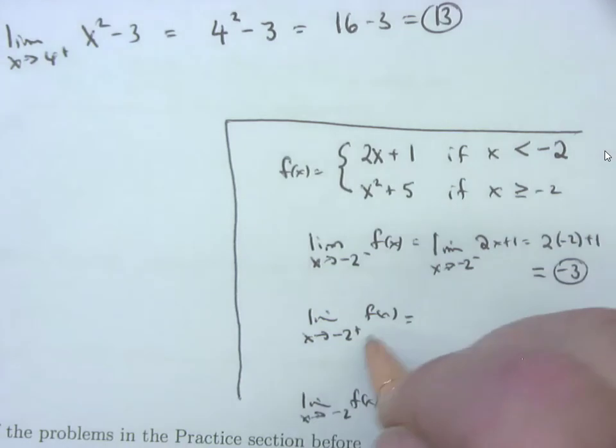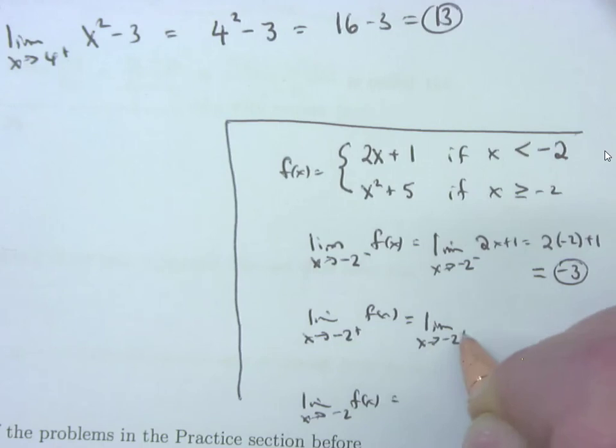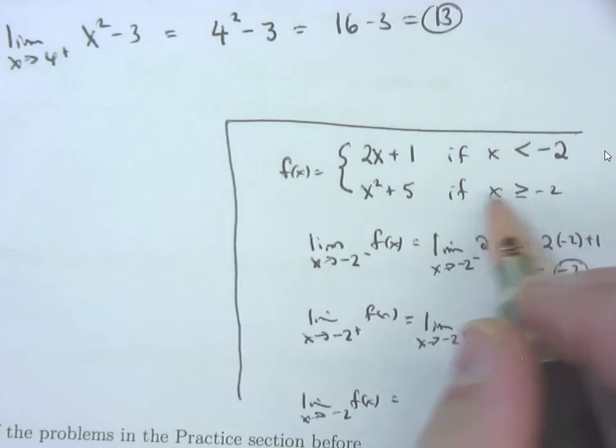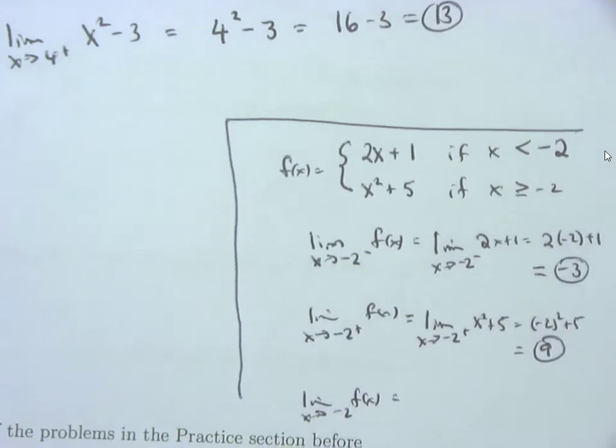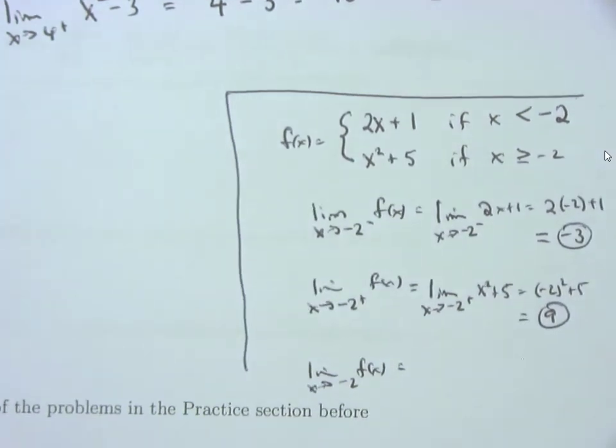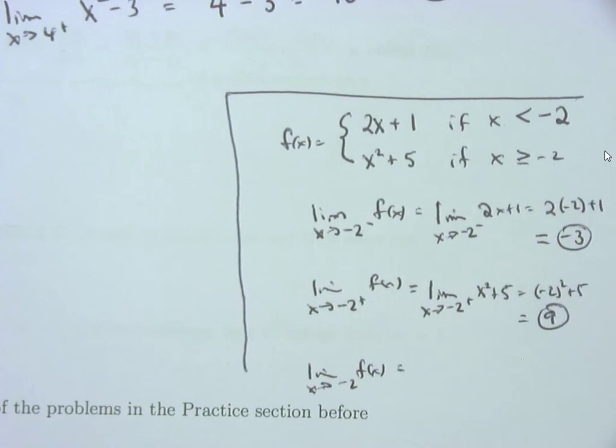When I take the limit as x approaches negative 2 from the right, that means I'm slightly bigger than negative 2. I'm going to plug it into x squared plus 5. That'll be negative 2 squared plus 5. Negative 2 squared is 4, plus 5 is 9. So I now ask you, what is the limit as x approaches negative 2 of f of x?